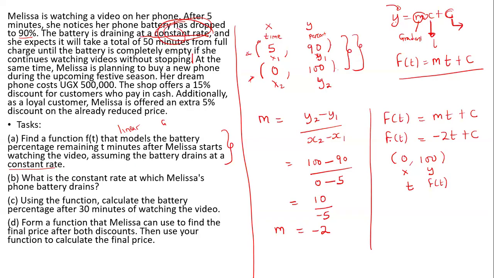So if that is okay, where there is f, I'm going to put 100 is equal to -2 times 0 plus c. So here I'll remain with 100 is equal to c. So that means my function f of t is going to be -2t, and where there is c, it's going to be 100. And this is my linear function model. Has that clicked?